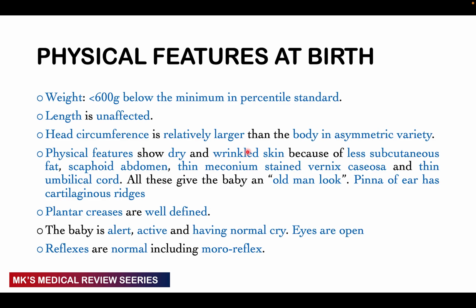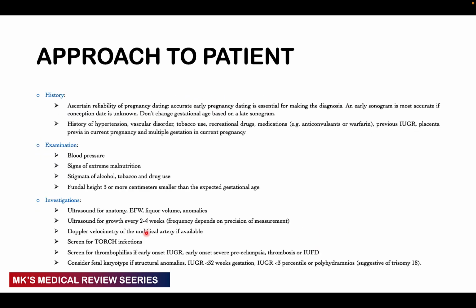You may get this thin meconium vernix caseosa. You may get a thin umbilical cord. All these are going to be giving this baby an old man's look. The pinna of the ear has cartilaginous ridges. The plantar creases are well defined. The baby is quite alert and active and having a normal cry. The eyes are often open and the reflexes are normal, including the Moro reflex.